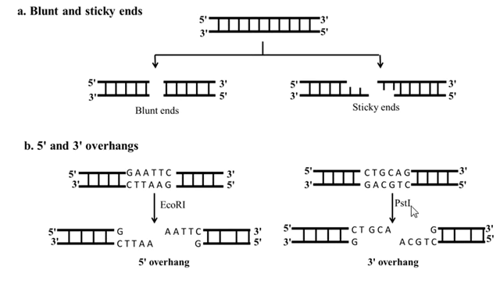Whereas some of the enzymes may cut in such a way, for example here PstI, it has cut in such a way that it is the 3 prime end that is overhanging in this strand as well as in this strand. So these kinds of sticky ends produced are also known as 3 prime overhangs.